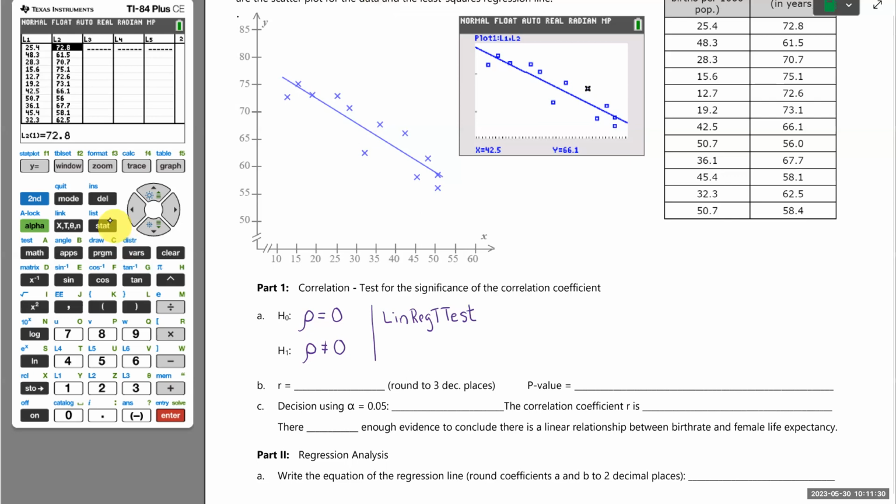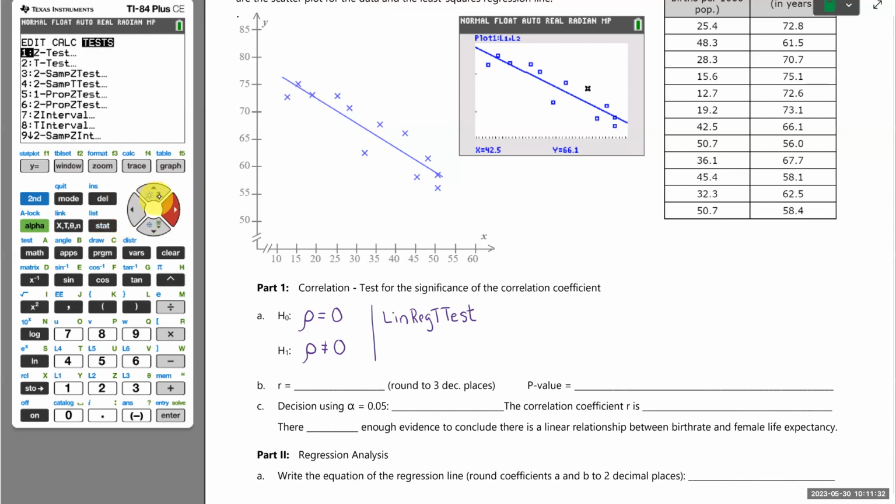Let's go to our calculator here, stat tests. I usually scroll up to get there more quickly. Linear regression t-test, L1, L2. Then you want to make sure it's a not equal to for the alternative hypothesis. And you can learn by watching another video how to graph the actual regression line. And that's why I have something here for regression equation, but I'm going to clear that. That's not necessary. So if yours is empty, that's totally fine. And then calculate.